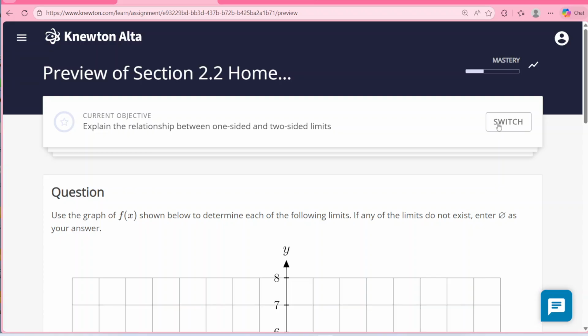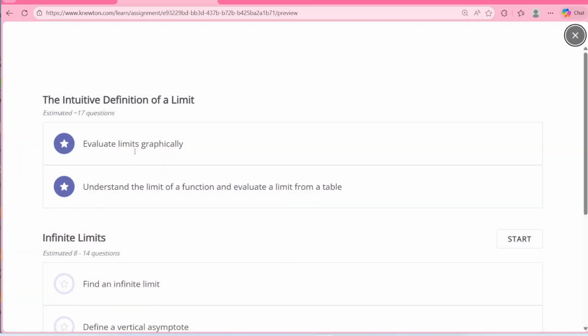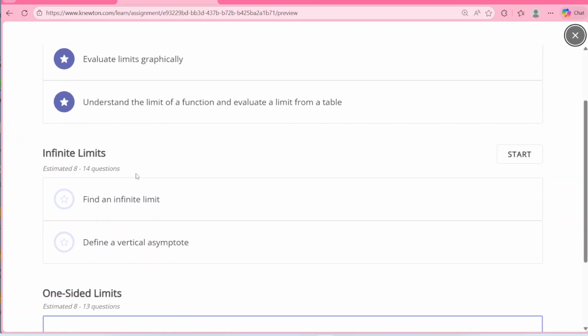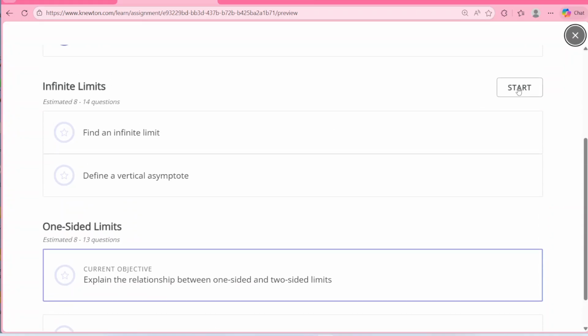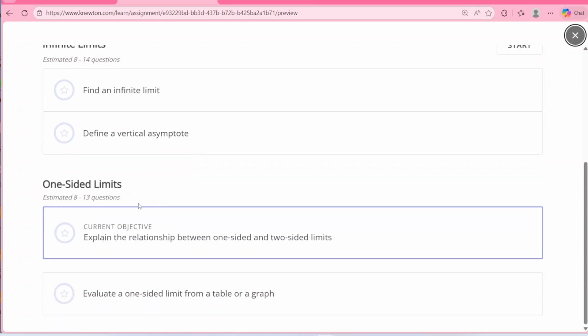So now, if you look, I finished the intuitive definition of a limit part. Now they moved us to one-sided limits. So I'm going to be sticking in here, unless I want to move. You can hit start on infinite limits. But I'm going to be in these one-sided limit parts for the next 7 or 8 questions.